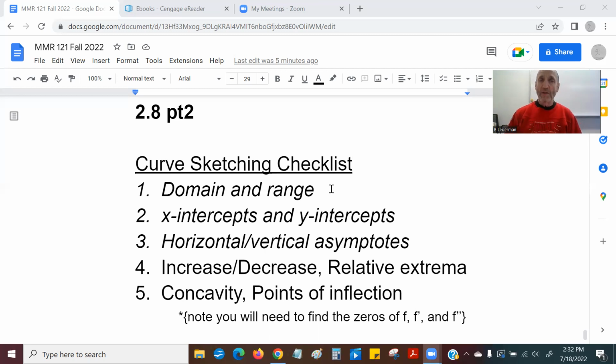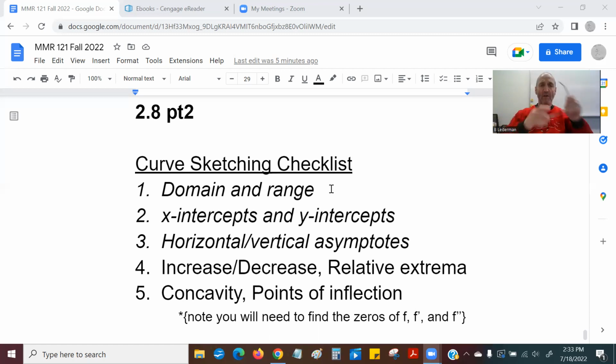The calculus part of this doesn't start until step 4. On number 4, we're going to look to see where the function is increasing and decreasing, the intervals where it's increasing and decreasing, and we also want to find the relative extrema, meaning the maxes and mins. And step number 5, the last thing we need to do for our curve sketching, is to figure out the concavity and the points of inflection. Concavity is whether it's concave up or concave down, and points of inflection are where the concavity changes.